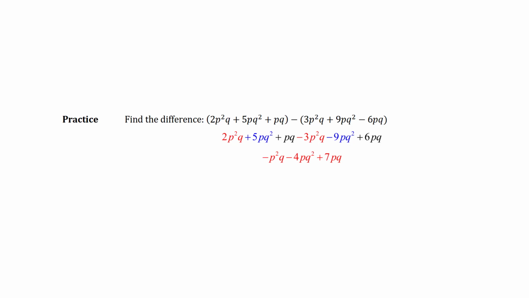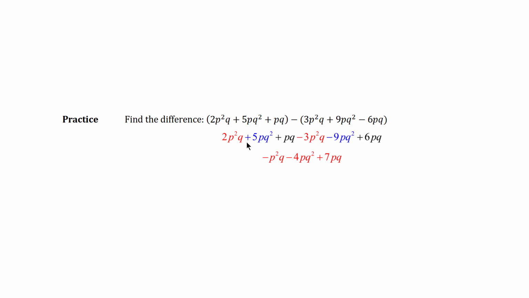Alright, so let's go over the solutions. So first off, I brought down the first polynomial, and then I distributed the negative inside the parentheses to the second polynomial. The result is 2p squared q plus 5pq squared plus pq minus 3p squared q minus 9pq squared plus 6pq. Next, we go ahead and combine our like terms.